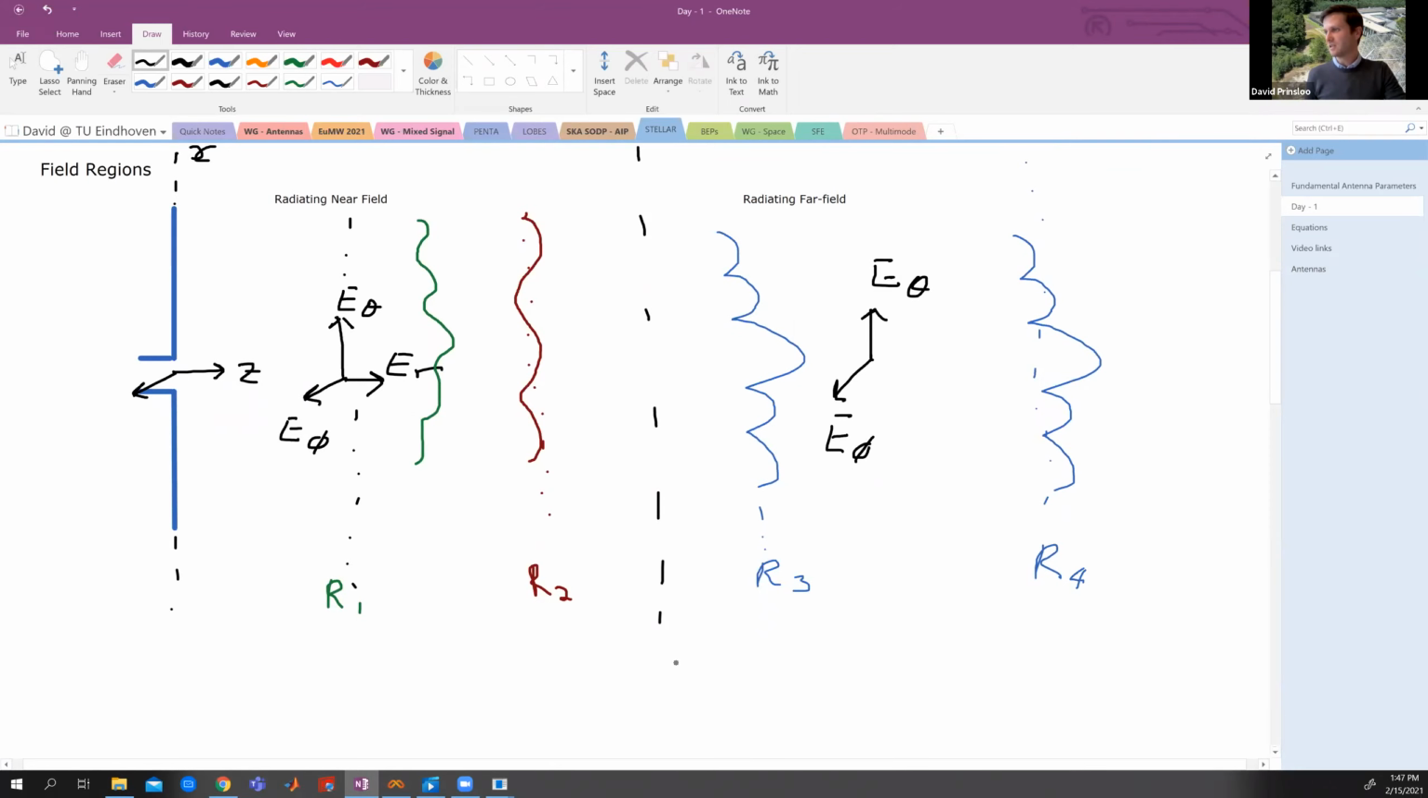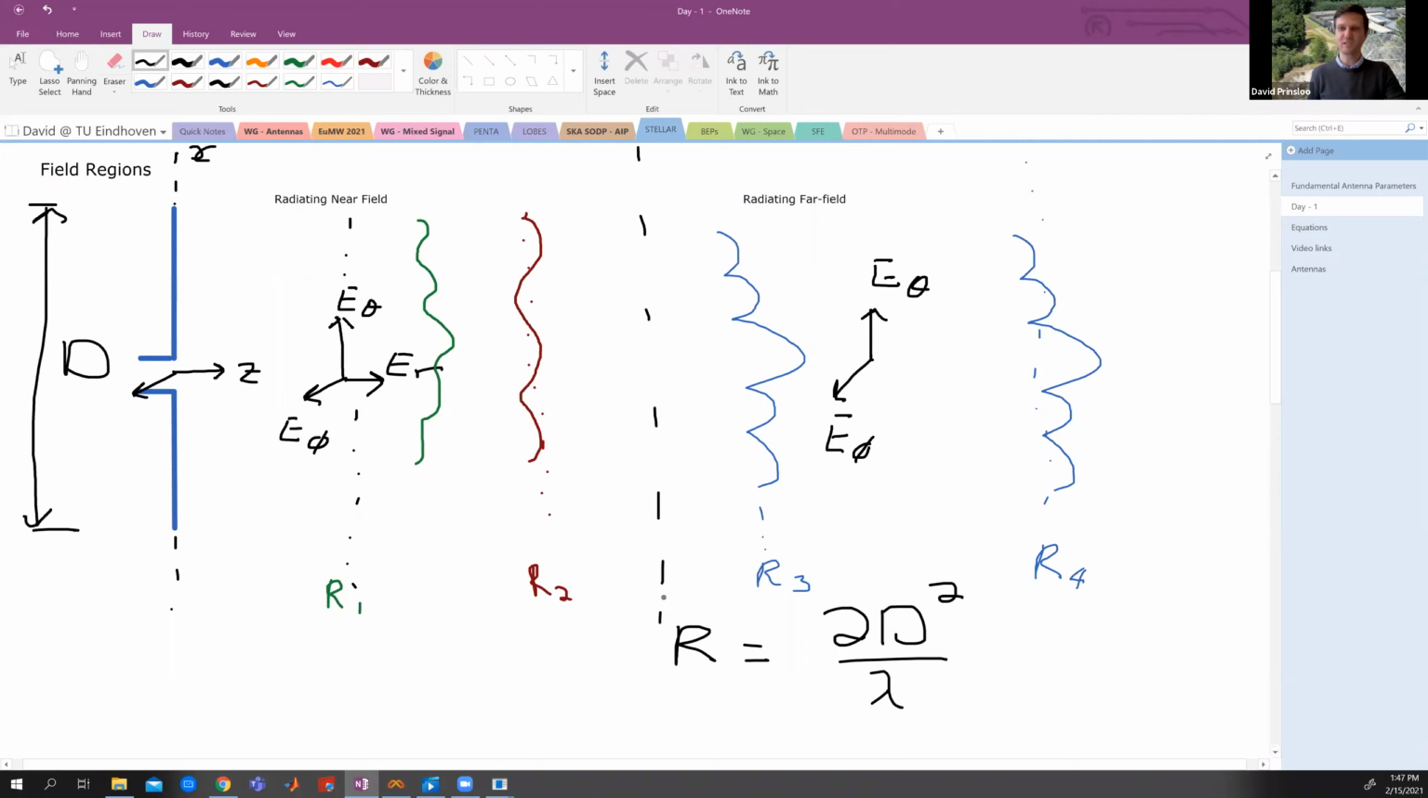The last thing to add here is that this distance that separates the two is equal to 2 D squared divided by lambda. Here the diameter D is the largest diameter of your antenna element. So once your field passes this distance from the source, you can assume this far field approximation.